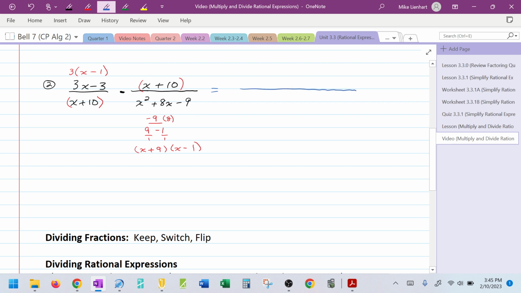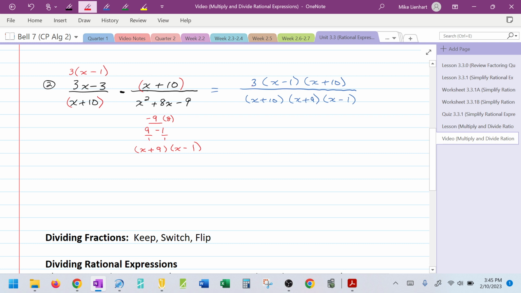I'm going to start with the top. I know the multiplication of fractions is top times top. So I'm going to rewrite this as 3, the binomial x minus 1, and the binomial x plus 10. In the denominator, I'm going to go straight across. I have x plus 10, x plus 9, and x minus 1 as my 3 binomial factors. Now look to cancel.